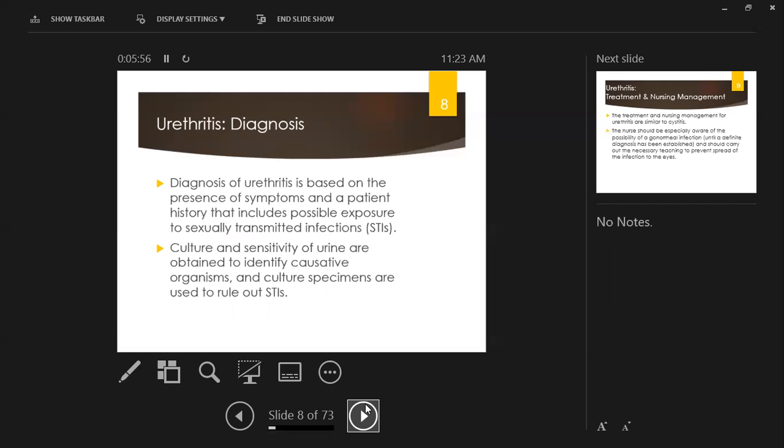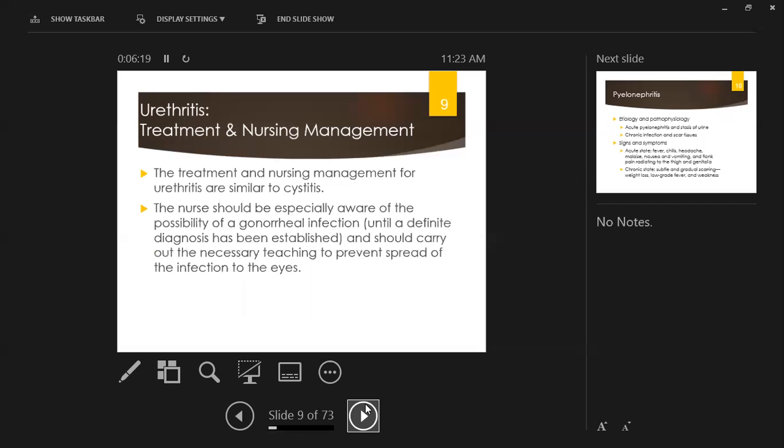Diagnosis of urethritis. Well, first of all, we're going to consider the signs and symptoms of your patient. Also, a possible patient history that may include possible exposure to sexually transmitted infection. Culture and sensitivity of the urine are going to be obtained in order to identify what organism or bacteria is causing the issue. And culture specimens will be used to rule out STIs as well.